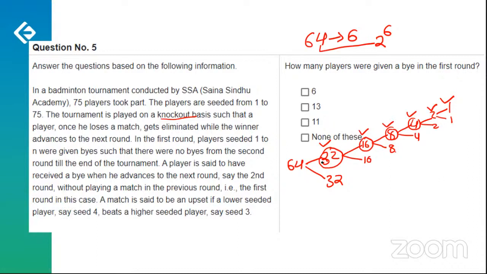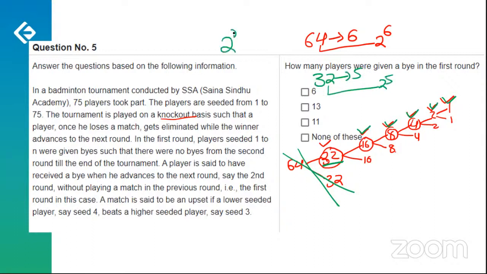There's a pattern. Now guys, let's say, no, let's forget it for a second. Let's say there are 32 teams. Then how many rounds are there? 1, 2, 3, 4, 5 rounds. So for 32 teams, how many rounds? 5 rounds. That is 2 to the power 5.